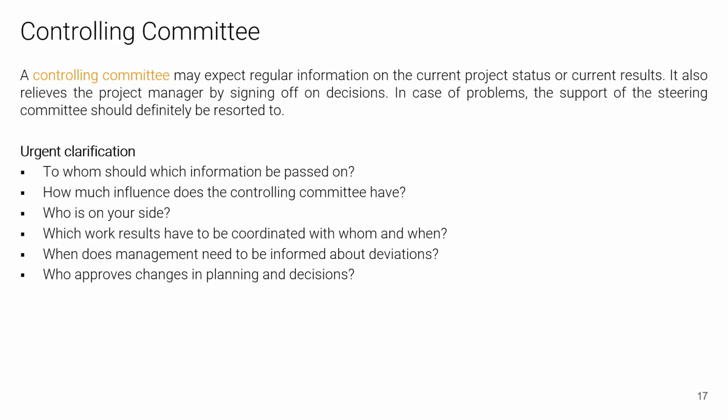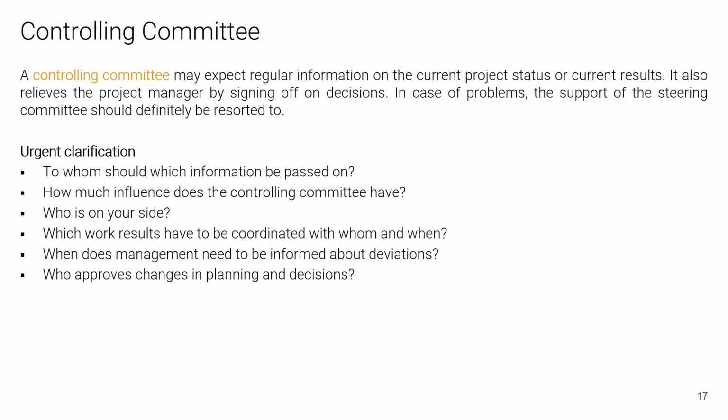In addition to the project manager, the controlling committee is also a very important element in project management. It may be necessary to give regular updates on the progress of the project and the state of development. The project manager can also relieve himself and have certain decisions approved. Therefore, it is urgent to clarify to whom which information is to be delivered and when.